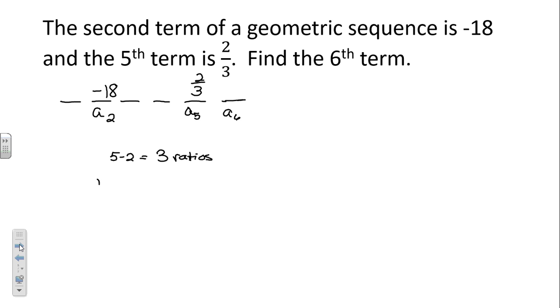So let's think about that. Our fifth term is the same thing as our second term times how many ratios? 3. That means that we're taking it times r times r times r, or r to the third power. Okay? To get from here to here, we take it times r. We take that times r, and we take that times r, and we get this. Okay? So our a sub 5 is 2/3. A sub 2 is negative 18, and we're taking that times r cubed.